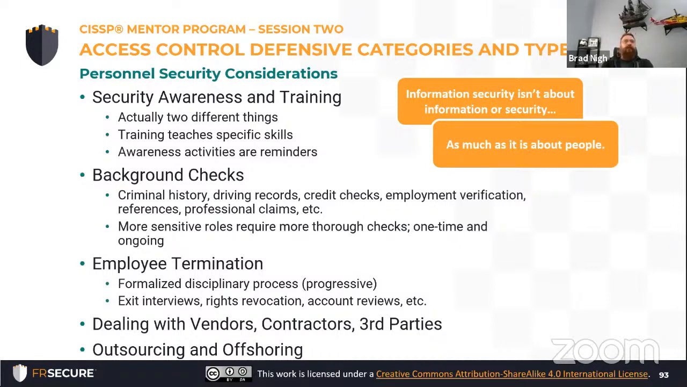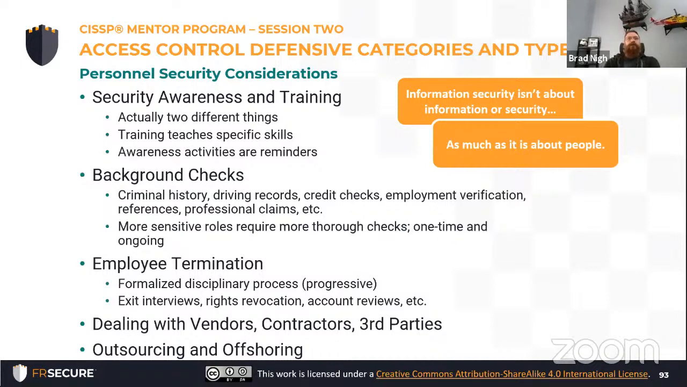Things like, do you have an exit interview? How are you going to revoke their rights? Maybe if you're firing them and they're in a bad mood, you don't want them to have access anymore, right? And then just reviewing accounts, things like that, making sure that you're reducing that risk when an employee leaves. You don't want to leave that hole there.